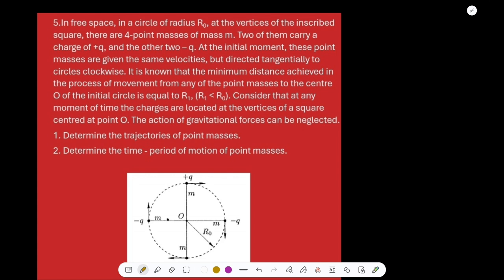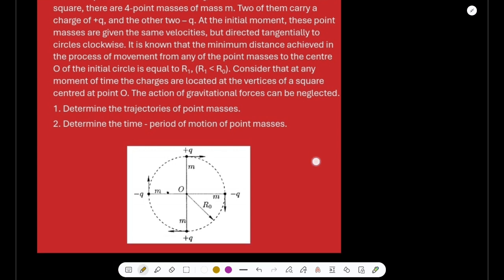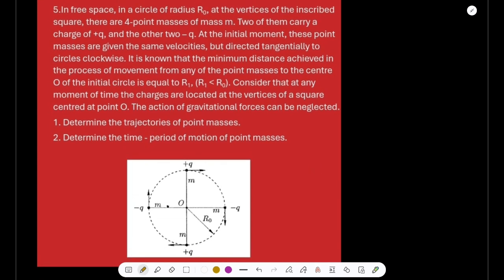The problem says: in free space, that means perhaps gravity is absent, in a circle of radius r naught, at the vertices of the inscribed square. Okay, I've drawn a picture for it. There are 4 point masses of mass m. Two of them carry charges plus q, and the other two minus q.